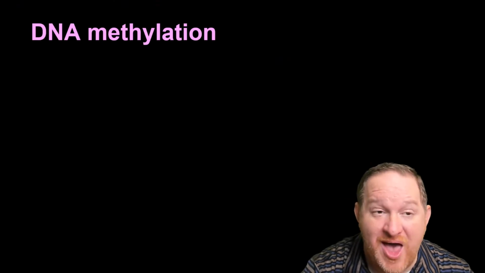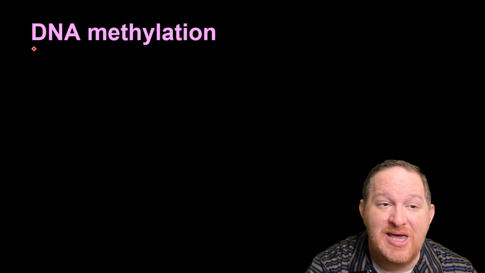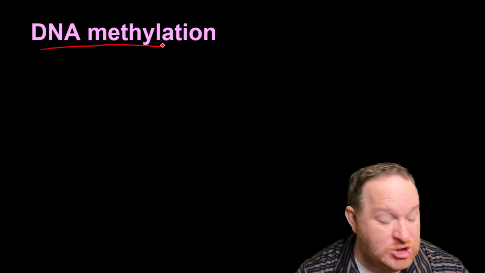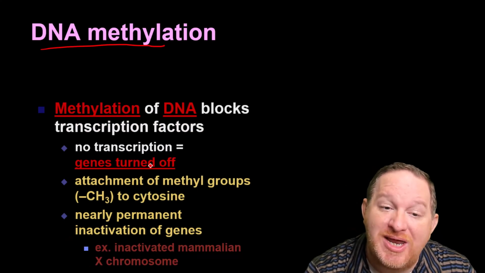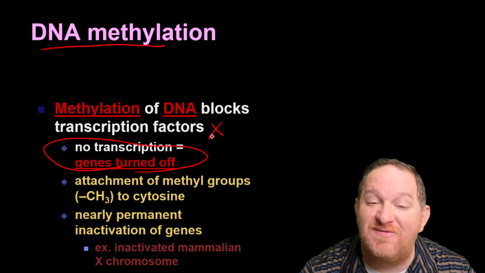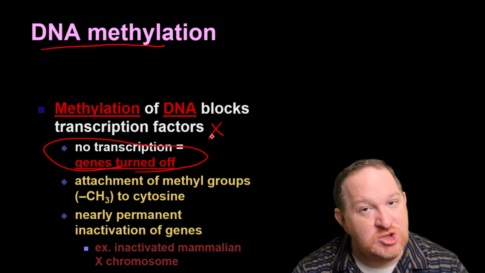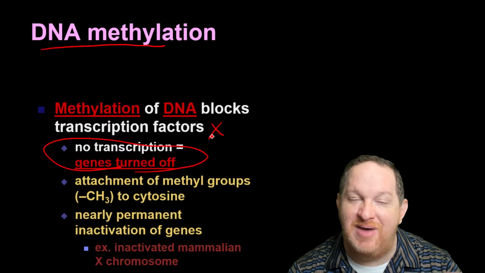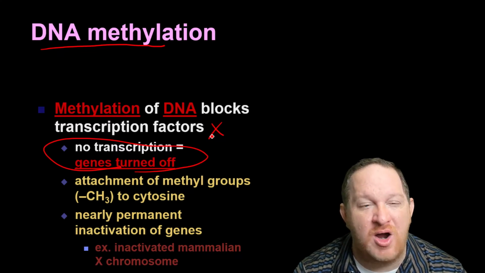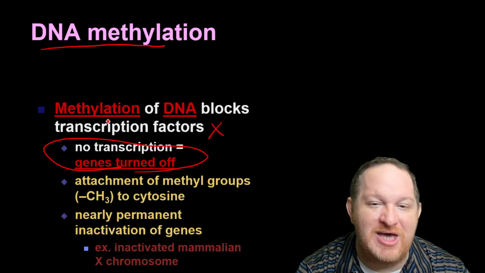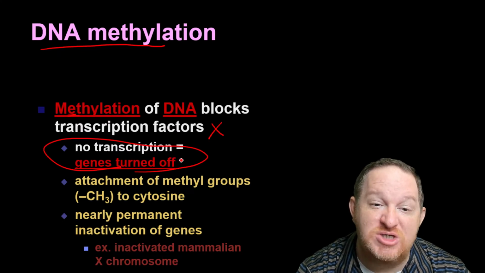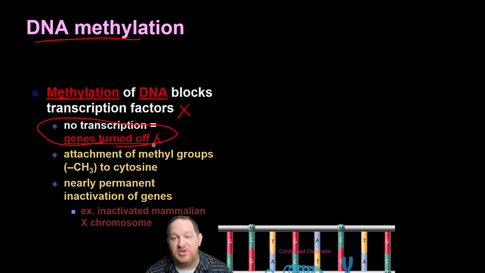Okay, so another way to modify the chromatin is through something we call DNA methylation. DNA methylation is essentially turning off genes because we're blocking transcription factors. So, and this is general, there are some studies that show maybe methylation can increase in some particular areas of the DNA, but in general, our understanding right now is that the methylation blocks transcription factors. So methylation turns off transcription. Let me show you how that works.